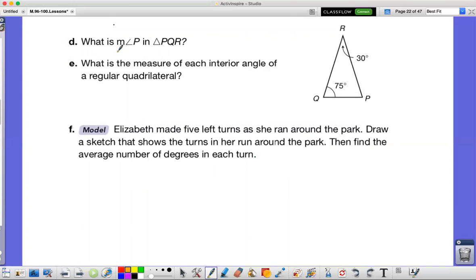What is the measure of angle P in triangle PQR? So if I've got the measure of angle R is 30 degrees, the measure of angle Q is 75 degrees. What is the measure of angle P?